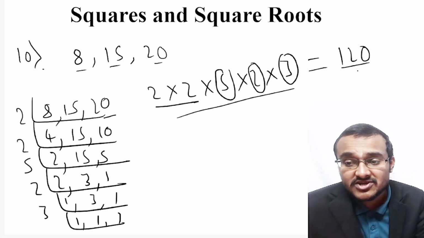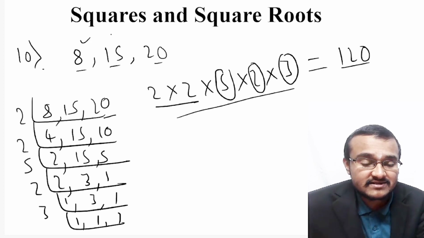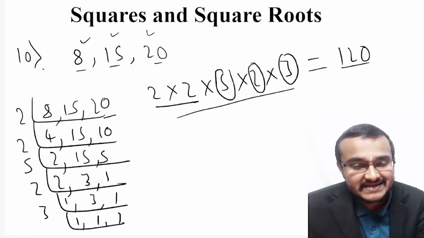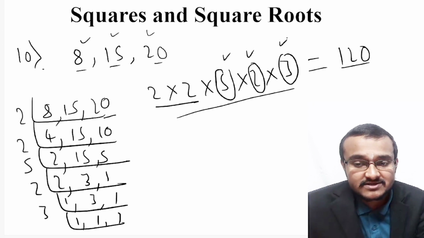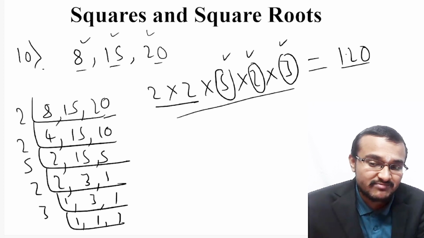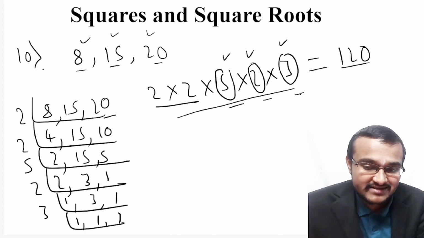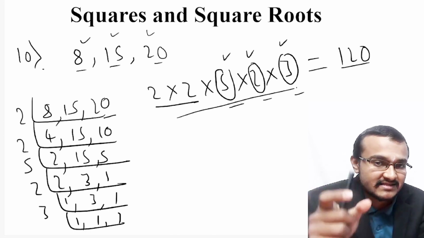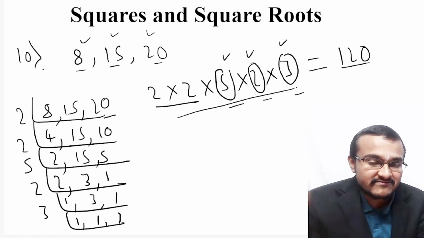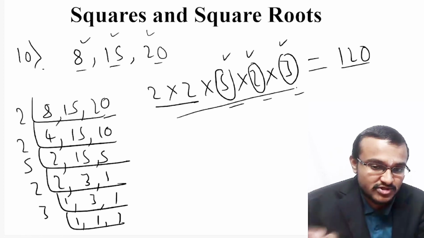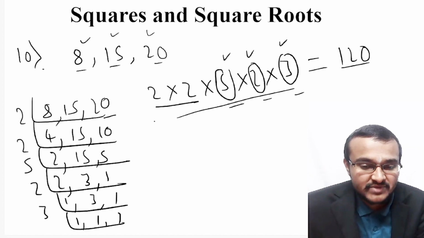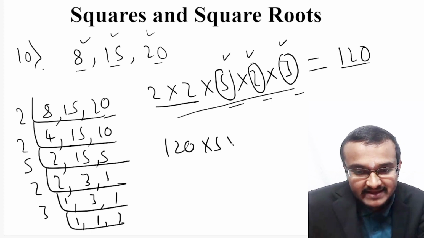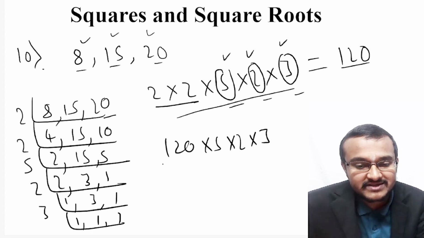That means this particular 120 is divisible by 8, it is divisible by 15, it is divisible by 20 as well. But this is not a perfect square because it has one lone 5, one lone 2 and one lone 3. So here you should multiply this 120 with 5, 2 and 3, so that 5 will get another pair, that 2 will get another pair, that 3 will also get a pair. So you should put one pair for all the numbers. So 120 should be multiplied with 5, 2 and 3, because these 5, 2 and 3 are not getting pairs.